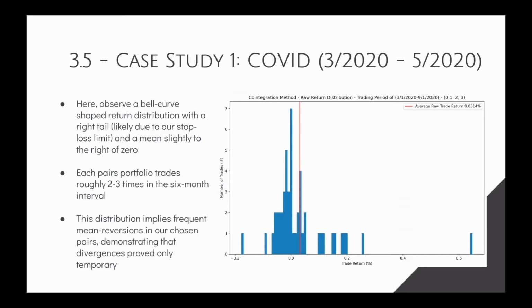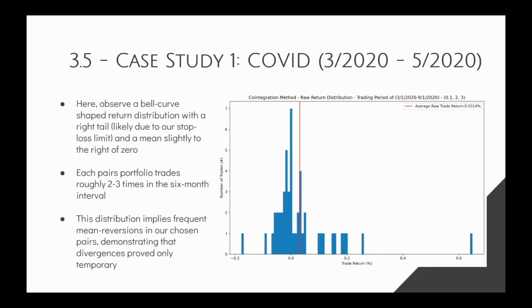We also notice that there are a fair amount of trades in this window, with each pair in the 20 selected pairs portfolio trading roughly 2 to 3 times per month, showing that frequent reversions to the mean in the ideal case are what fuels the profits of pairs trading.